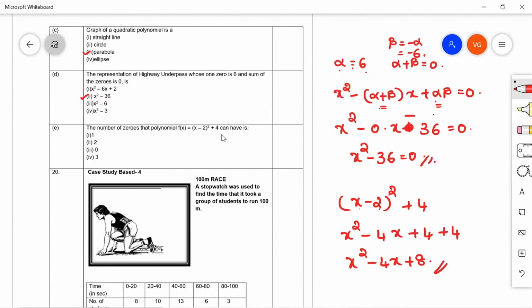No need to solve this to find out the roots. They are asking just how many number of zeros are there. As this is a quadratic equation, the power is 2. So the number of zeros are 2. Option 2 is correct for this question.